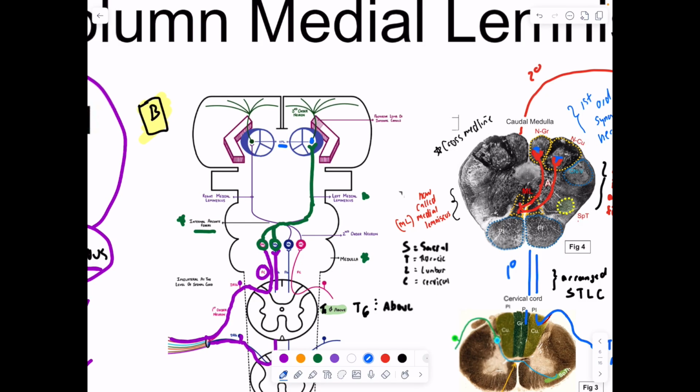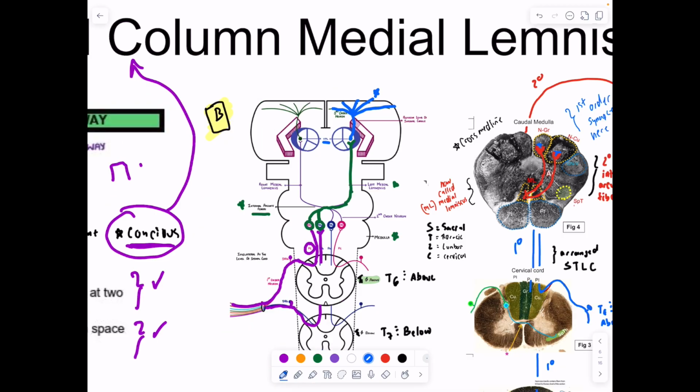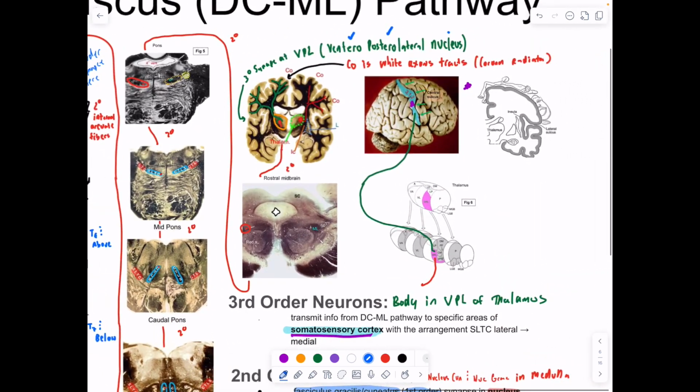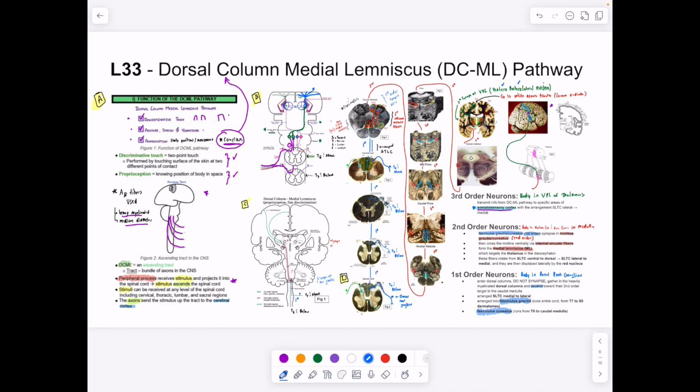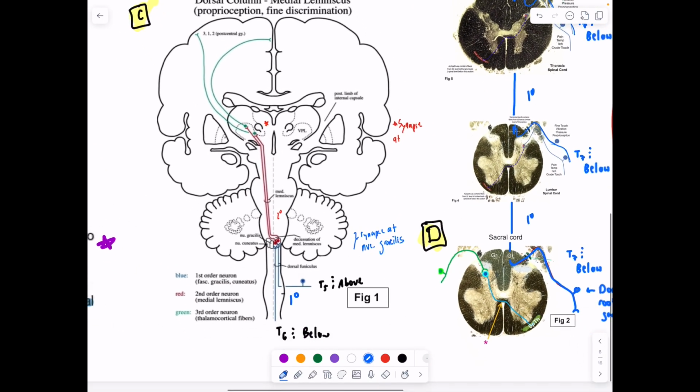ventero-posterolateral nucleus of the thalamus. Okay, and then that guy is going to send its axons through the corona radiata, which we'll see in a second, to the cerebral cortex, specifically the somatosensory cortex, which we can see here. Okay, somatosensory cortex. All right, so this is the diagram from lecture. It's saying the exact same thing.